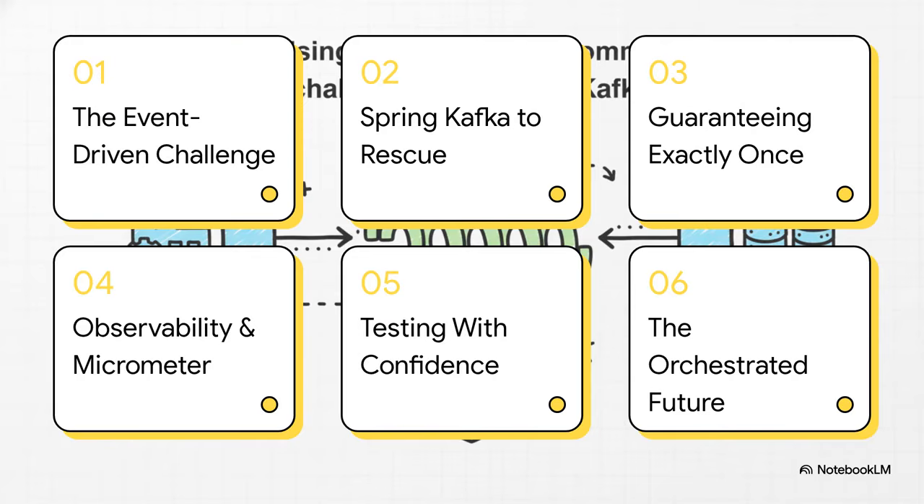So here's the game plan. We're going to start by looking at the real-world problems you face in these event architectures. Then we'll see how Spring-Kafka swoops in to make life easier. We'll get into the nitty-gritty of guaranteeing data integrity, and then figure out how to actually see what our system is doing. And of course, we'll cover how to test all this with confidence, and we'll wrap up with a little peek into the future.